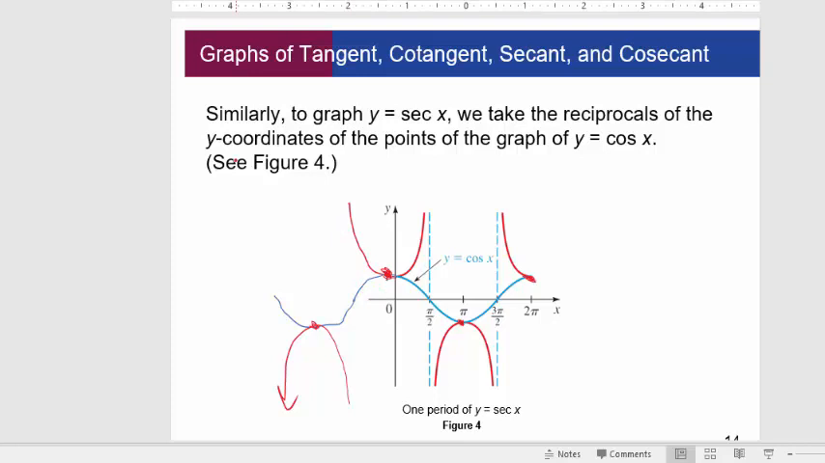Because if you take the reciprocal of 1 or negative 1, you still have 1 or negative 1, right? 1 over 1 equals 1 over 1. Negative 1 over 1 equals 1 over negative 1. So you get the same value when you take the reciprocal of 1 and negative 1. So they do have those points in common. So that's what you want to do there.